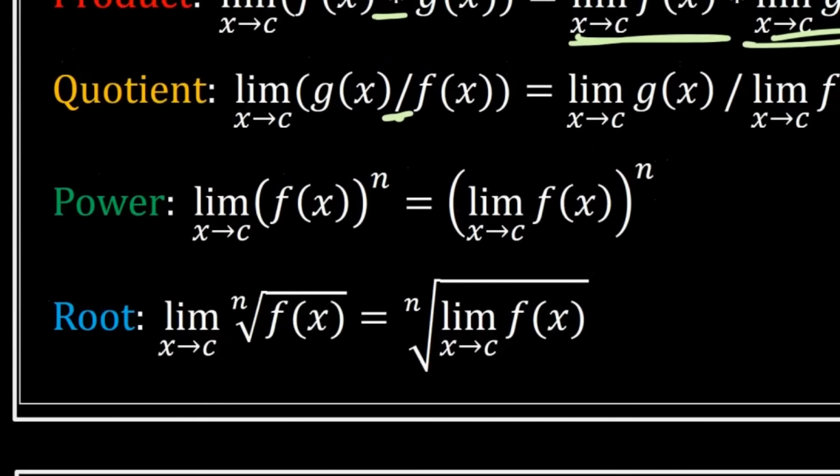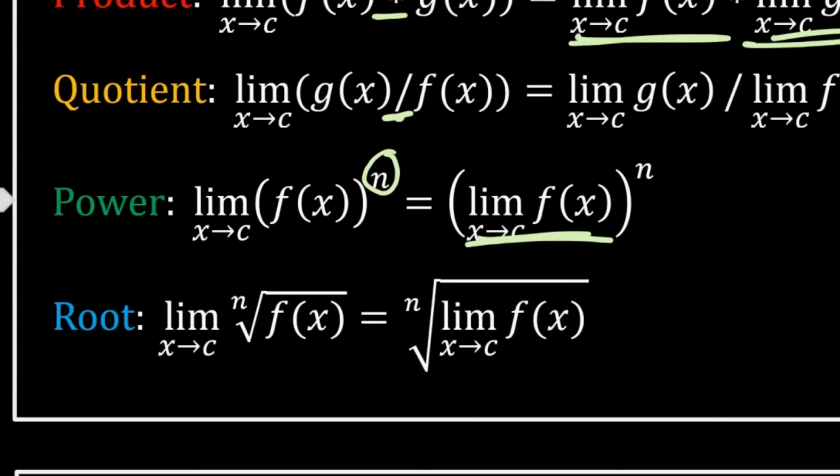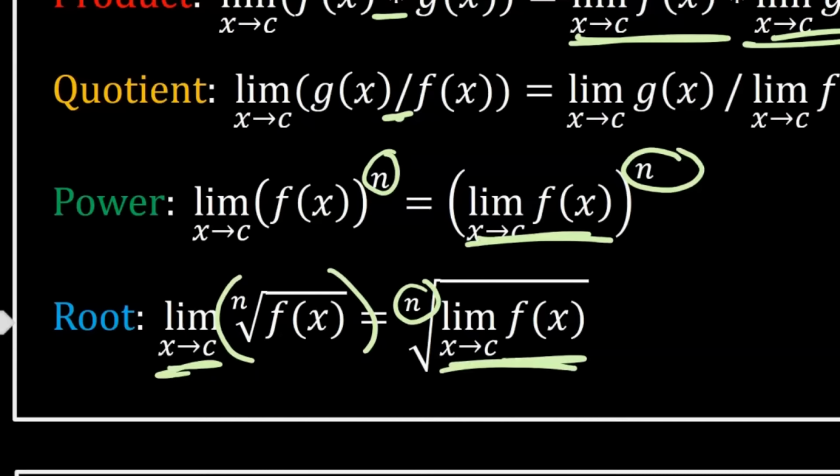If we have our power rule here, this is raised to a power, we can just evaluate the limit first and then raise it to that power. Same thing with a root, because of course, a root and a rational exponent, it's the same idea. We can evaluate the limit of the function, or we can just take the nth root after we take the limit of the function.